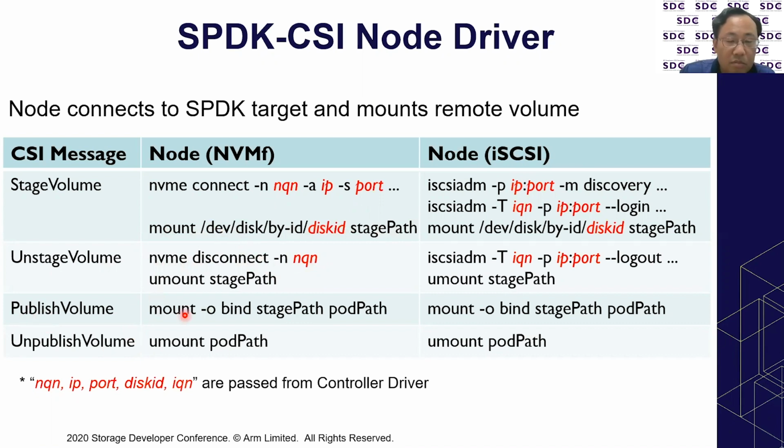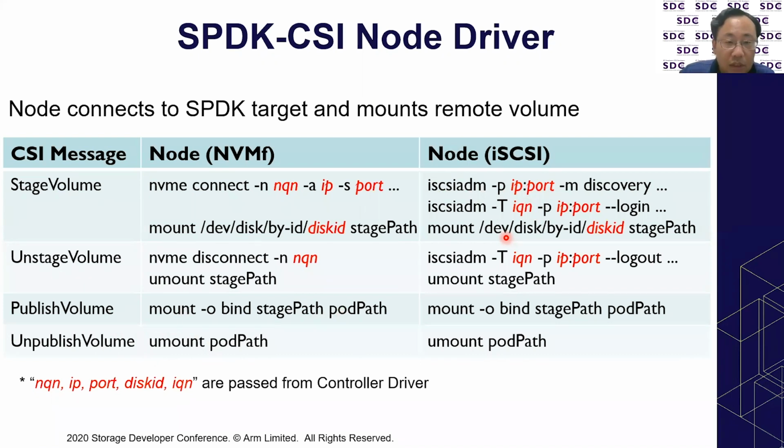And for publish volume, we have already mounted the remote device into a local stage path. Then you can bind mount the stage path to the path inside the pod. This is what publish and unpublish do. For iSCSI, it actually uses the iSCSI admin tools to connect to the IQN and discover the port, similar to what we did on the command line, but this is done inside the node driver automatically.